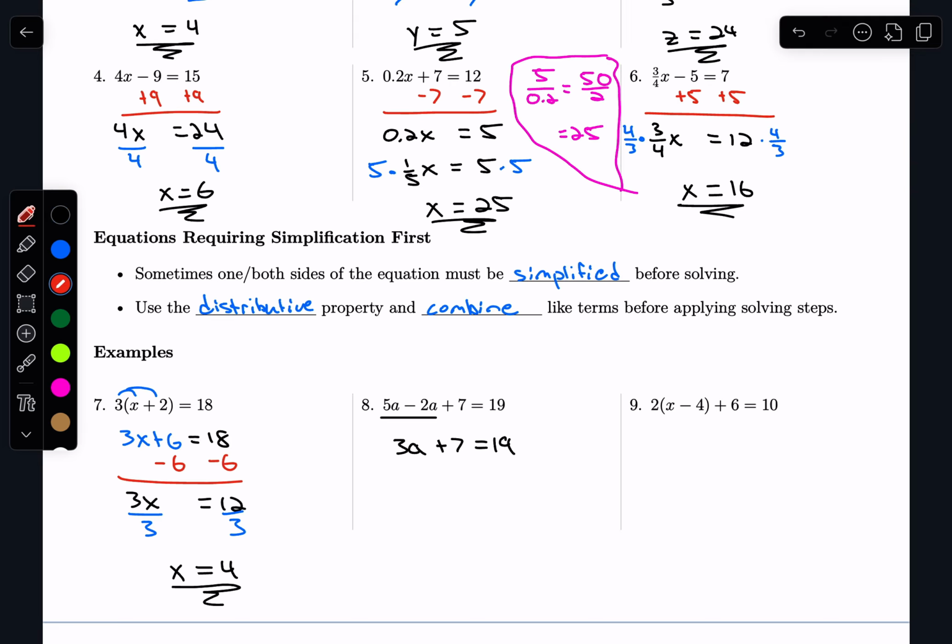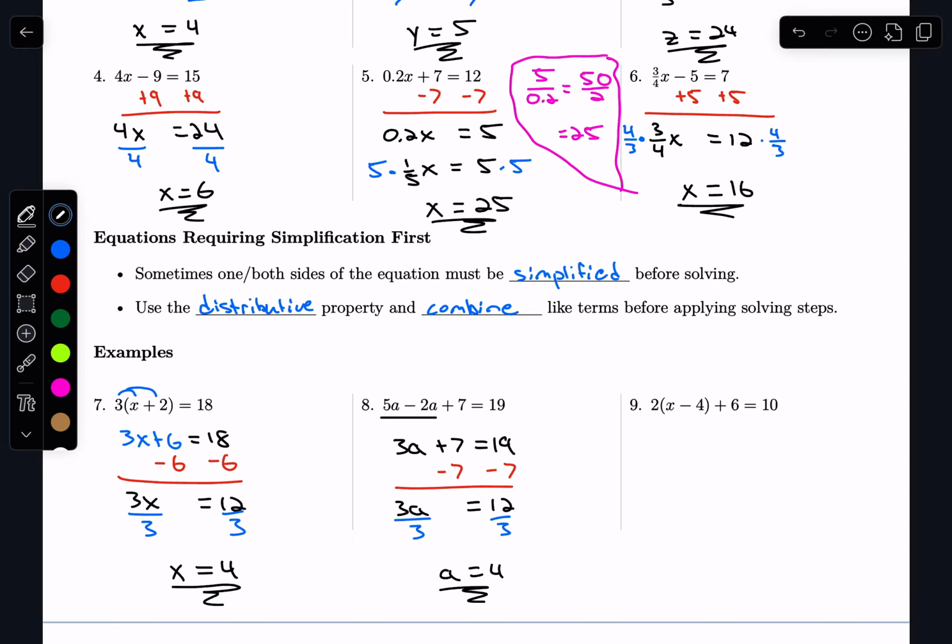This one's nice and easy like the ones up at top. I'm going to do the additive inverse, which is minus 7 on both sides. That leaves me with 3a is equal to 12. And then the multiplicative inverse, I'm going to divide both sides by 3 to end up with a is equal to 4. Hopefully you're noticing that I really like 12s, 4s, and 3s because they show up all throughout my notes. All right, number 9.